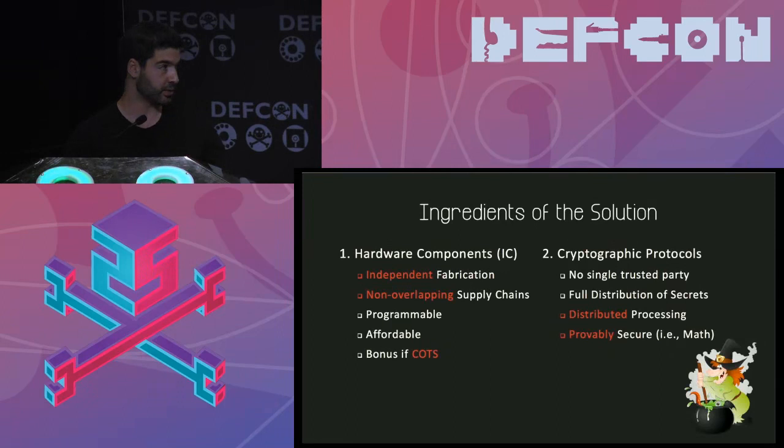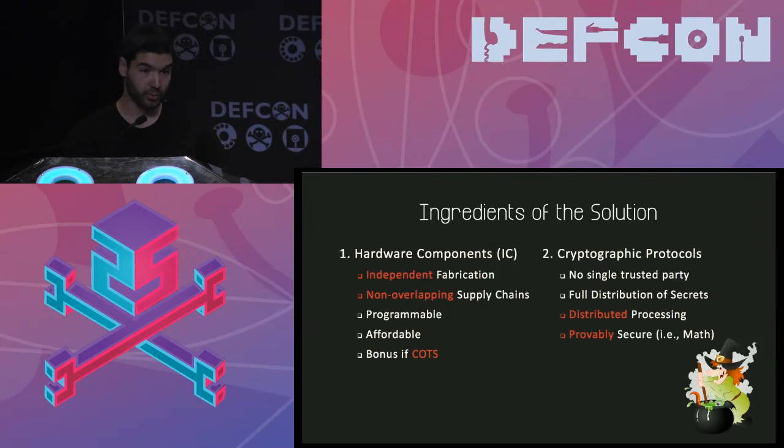And here are the ingredients of our solution. We have two ingredients. One of them is hardware components, and the second is cryptographic protocols. And we need specific things from these components. For ICs, we need independent fabrication. They must be fabricated in different facilities, and their supply chains should be non-overlapping. They must be programmable, hopefully affordable, and if they are commercial off the shelf, that's even better.